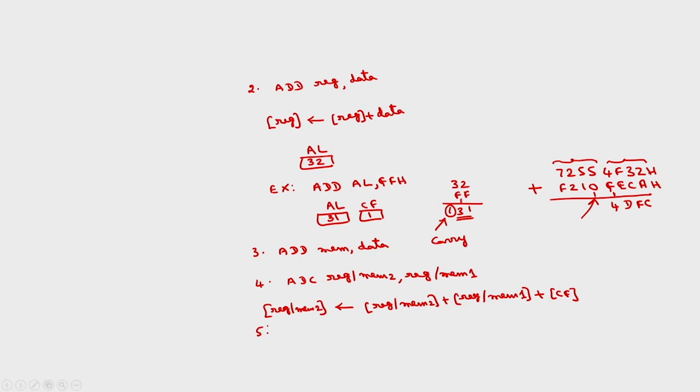Similarly, corresponding to this you can have ADC register comma data. Here the operation is register plus data plus the status of the carry flag, and the result is stored in the register. The only difference between this instruction and that instruction is that here an extra thing is the carry flag. If the carry flag is reset to 0, then ADC and ADD are both the same. Another instruction is ADC memory comma data.